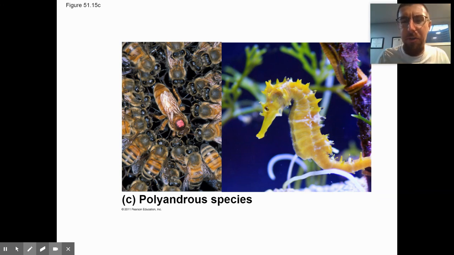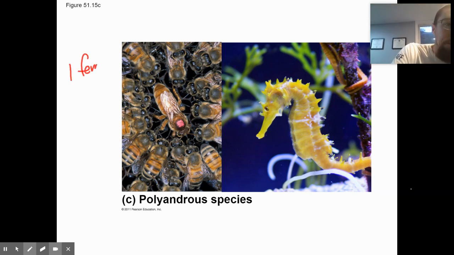Seahorses are also another amazing example of this. Female seahorses can deposit eggs in males, and then males rear the offspring and release them into the environment. What does this do? It frees up the female to go mate with other males and deposit more eggs into other males, which is a pretty interesting phenomenon. You don't see this a lot in nature, but with polyandry, this is one female mating with many males.